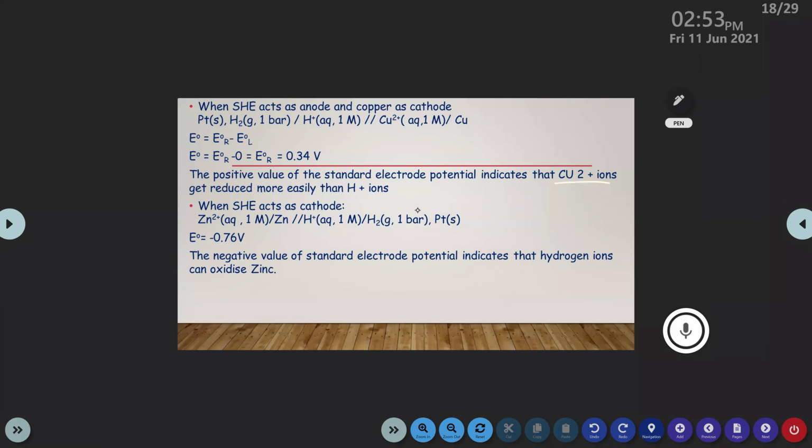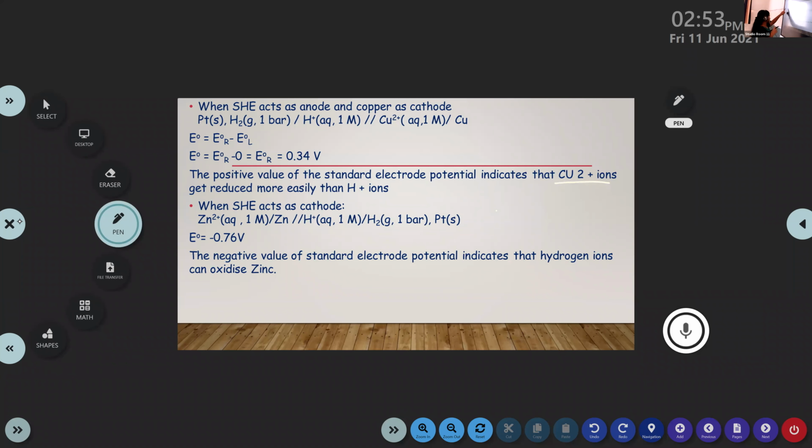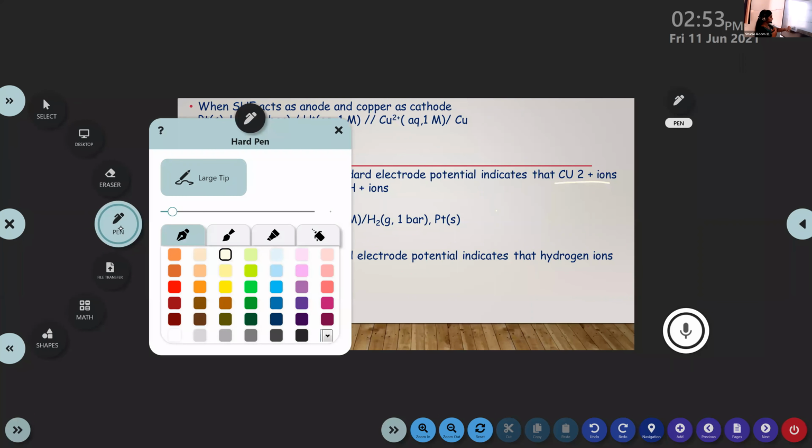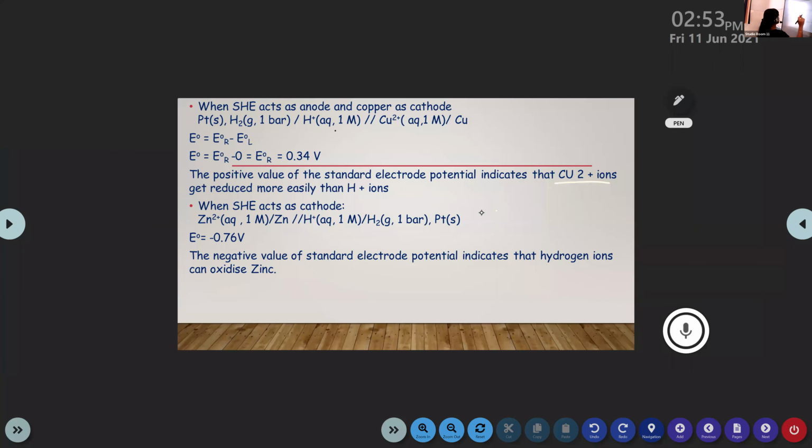Ma'am, in the second representation, the solid should come first, no? Yes, that's right. Zn should come first. Just wait. It should be like this: Zn bar, Zn2 plus. Okay, that's right. Instead of this, you can write this one.